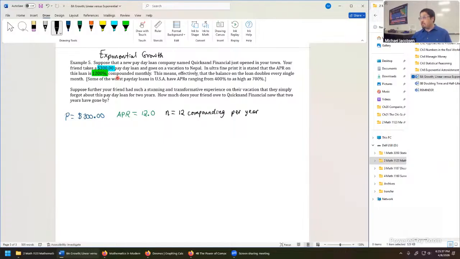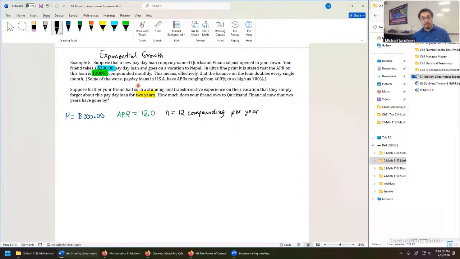So the next further part of the context says, suppose further your friend had a stunning transformative experience on their vacation to Nepal, and they just totally forgot about their payday loan for 2 entire years. We want to know, how much does your friend owe Quicksand Financial now that 2 years have gone by? So those 2 years are going to be the term of the loan. Realistically, for an actual payday loan company, it's probably going to go to collections really fast before even half a year very likely goes by.